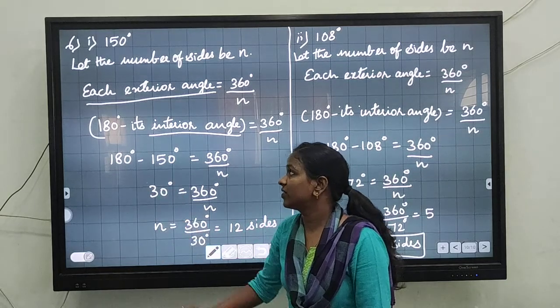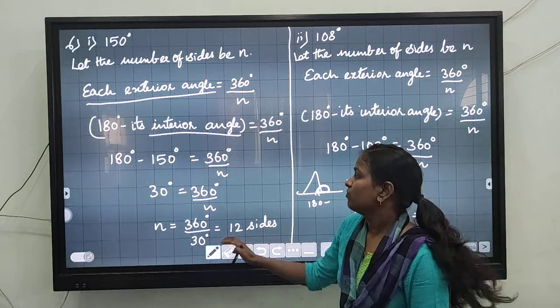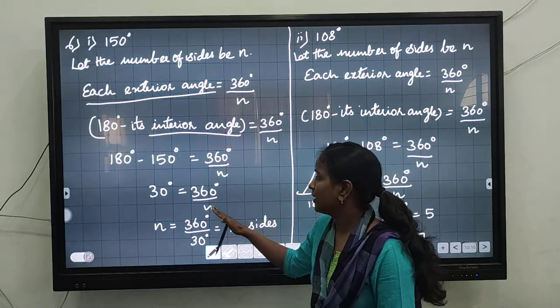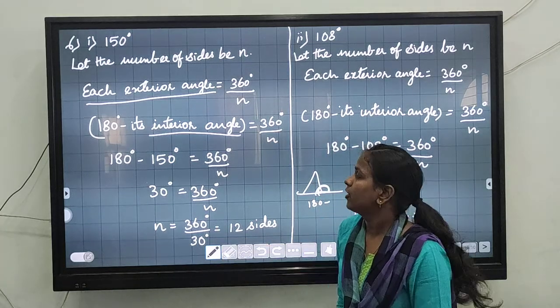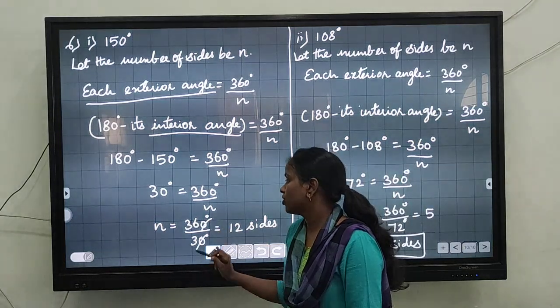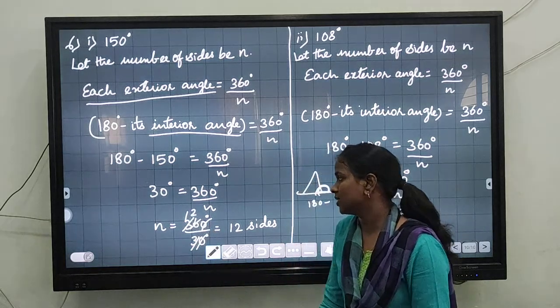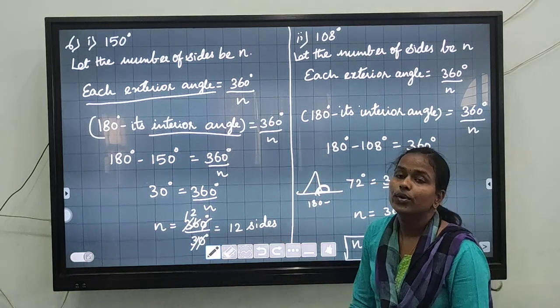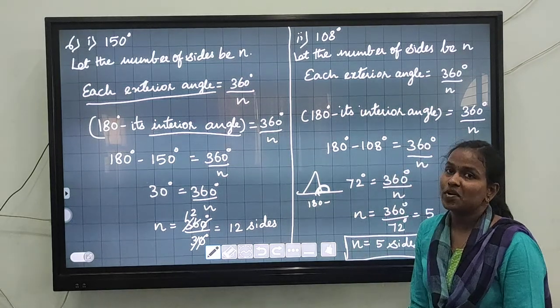180 degree minus 150 degree is 30 degree, that is equal to 360 degree divided by n. We want only the number of sides. So I am taking this n to this side and this 30 to this side. So 30 will come in the denominator. Zero, zero get cancelled. 1 3s are 3, 1 3s are 3, 2 3s are 6. So n equals 12 sides. So the number of sides of that polygon is 12.